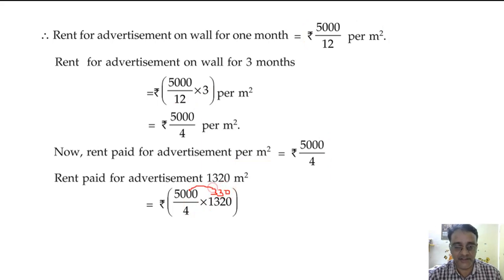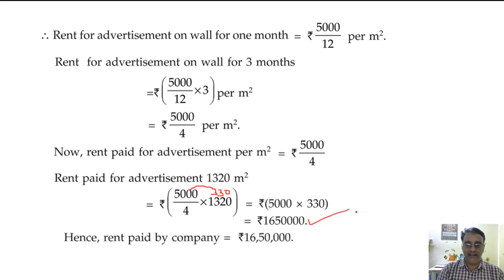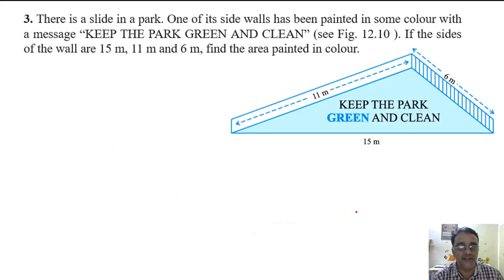If you multiply these two, we'll get 165, 33 into 5. After that, put 40 there. So this is the required answer. 16,50,000 rent paid by the company. Any doubt in this question? No, sir. Okay, now we'll move toward the third question.